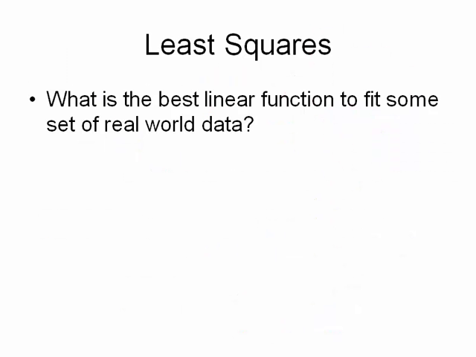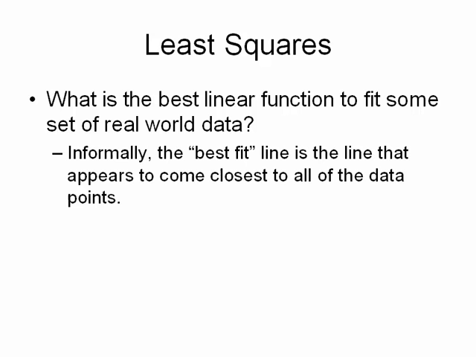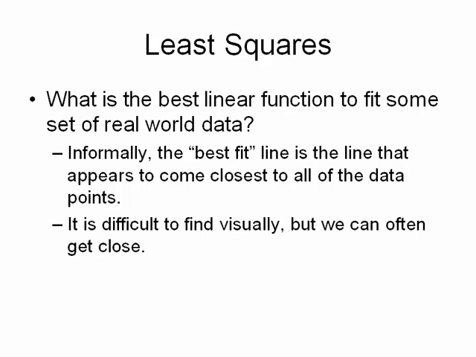Suppose that you've collected a set of data and you've graphed them as ordered pairs on a scatter plot, and what you want to know is what is the best linear function to fit this set of real-world data. Informally, the best fit line is the line that appears to come closest to all the data points. This may seem like a pretty obvious concept, but the problem is it's difficult to really fine-tune it visually, but just visually we can get very close.